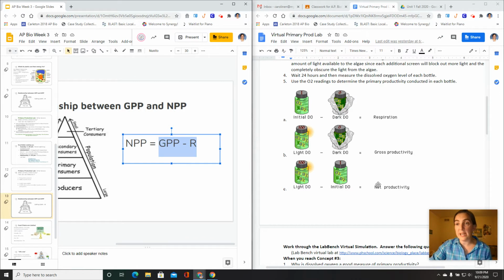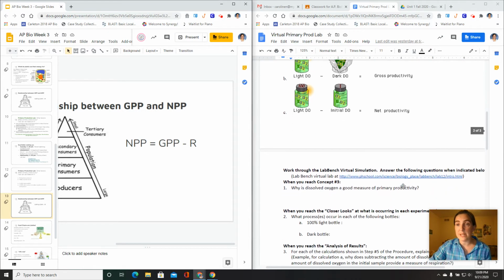So hopefully that helps you to explain those a little bit and understand why these calculations work. As we move on to question number 4, these are also the equations that we're going to be using to do the calculations in that step. So that's what's coming next.